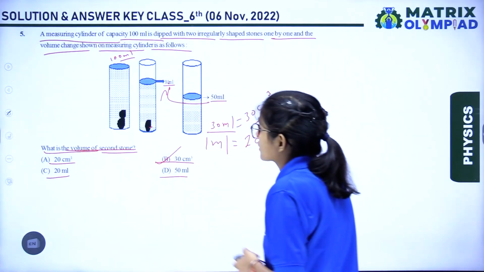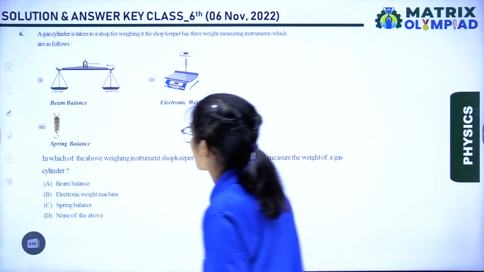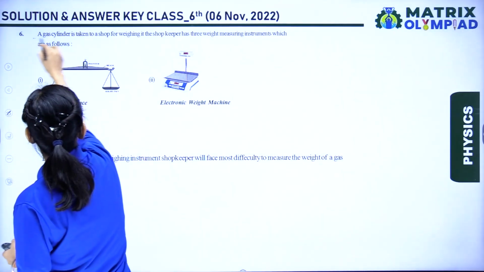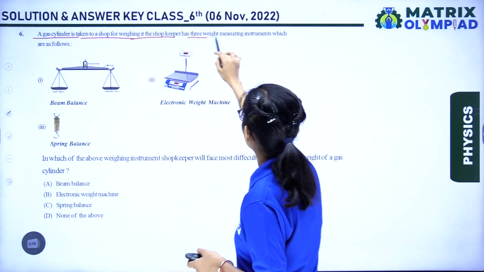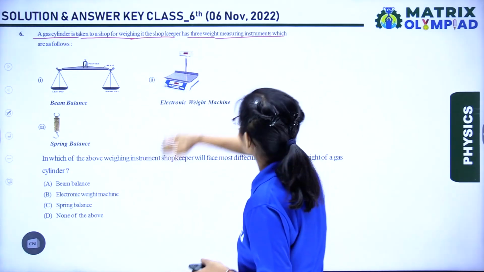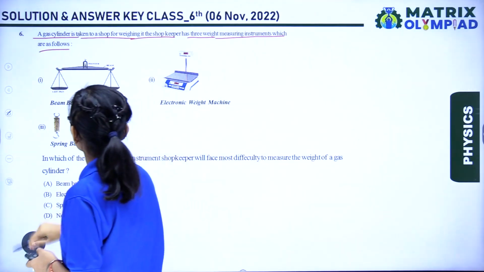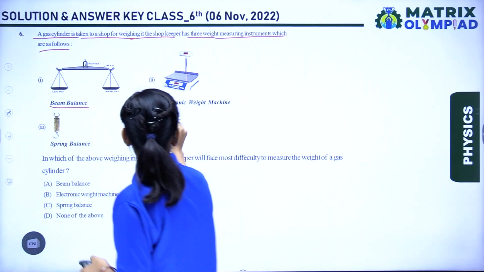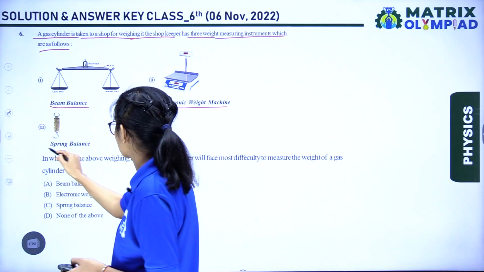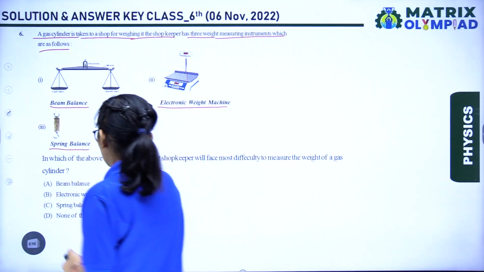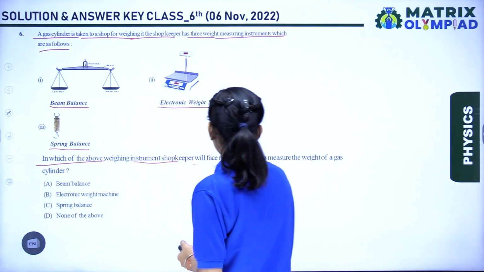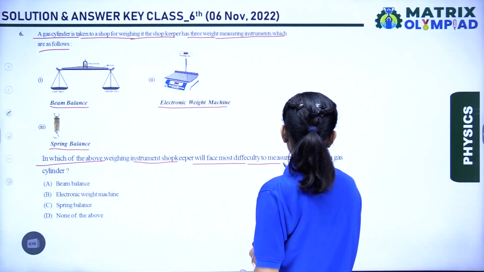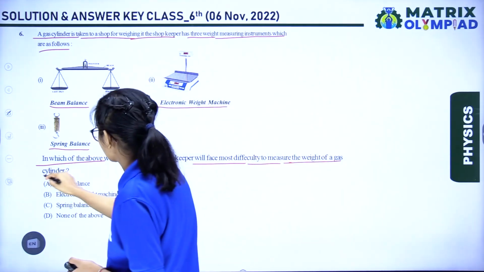Now let's come to question number 6. In question number 6, a gas cylinder is taken to a shop for weighing, and the shopkeeper has 3 weighing instruments, which are as follows: a beam balance, an electronic weight machine, and a spring balance. In which of the above weighing instruments will the shopkeeper face the most difficulty to measure the weight of a gas cylinder?